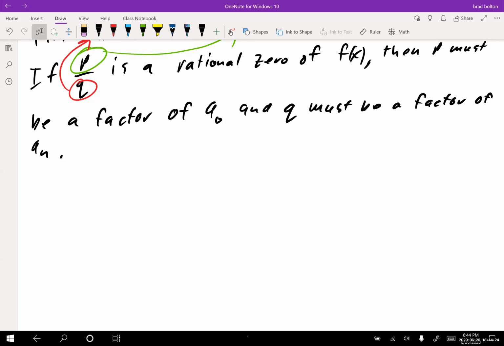Let's take a look at f of x. I'll just do one of these to show you guys. It's nice to know ahead of time, but if you get a whole bunch of lists of p over q's, then you're going to be in a little bit of trouble. So this is how we can use it to our advantage. That theorem actually tells us that we can do this.